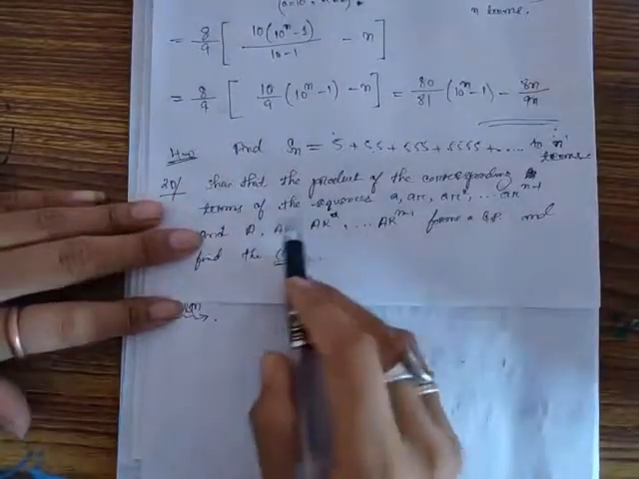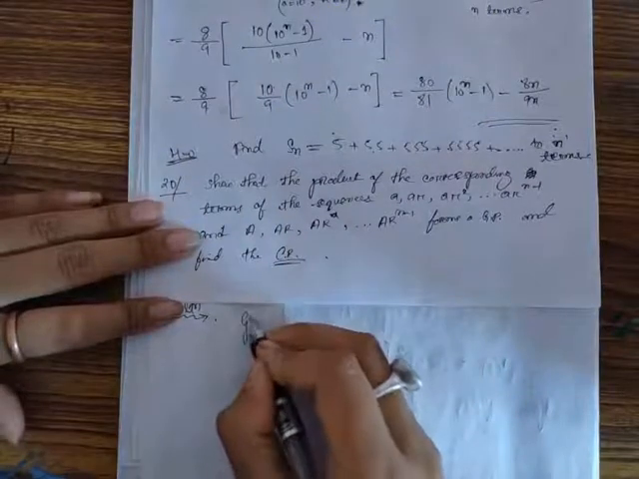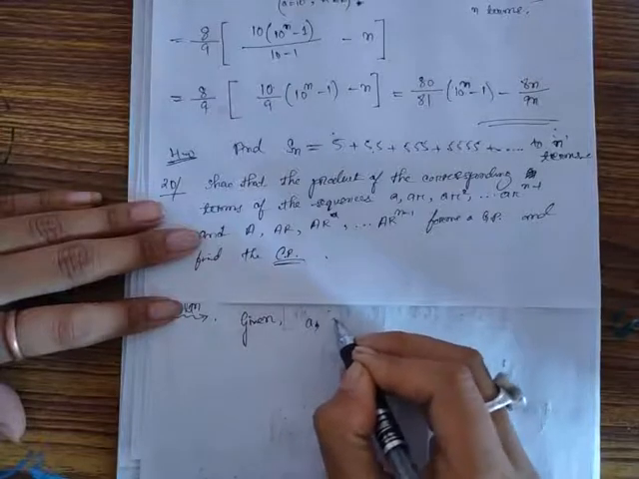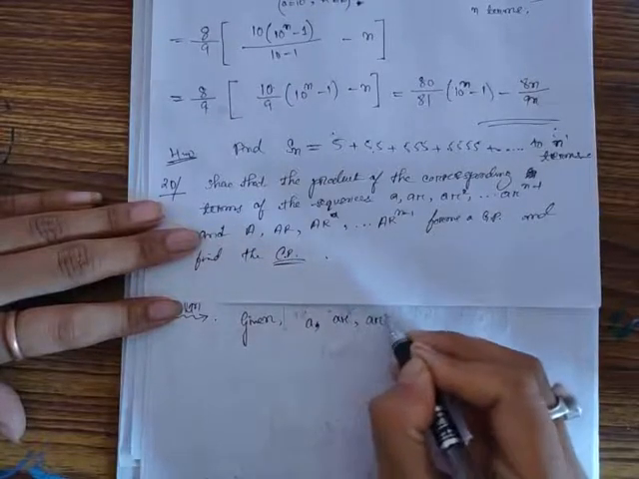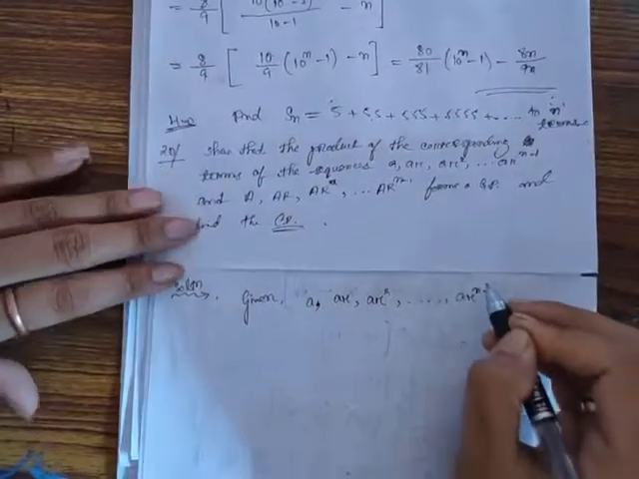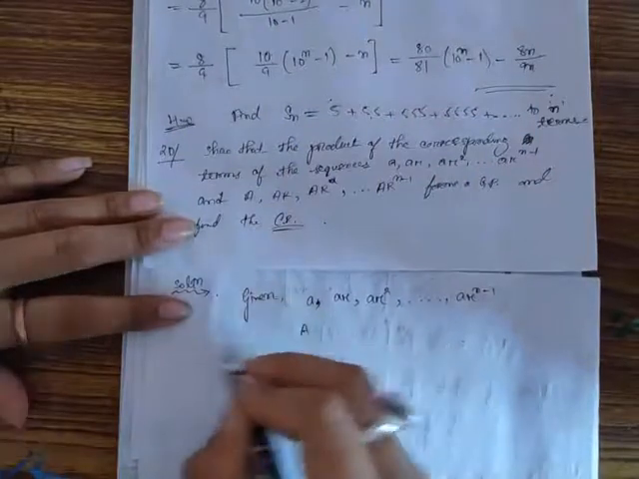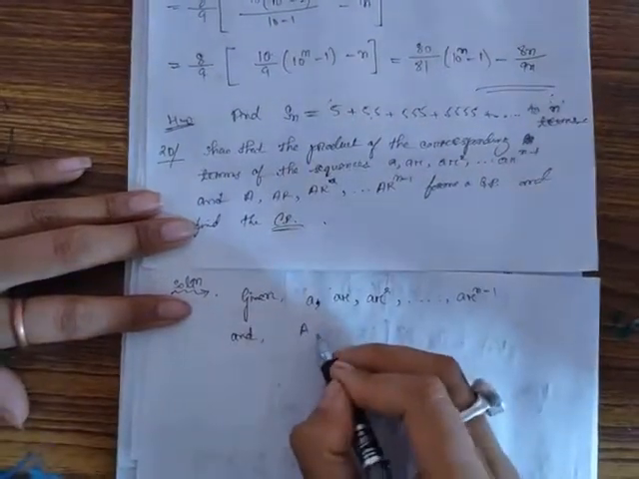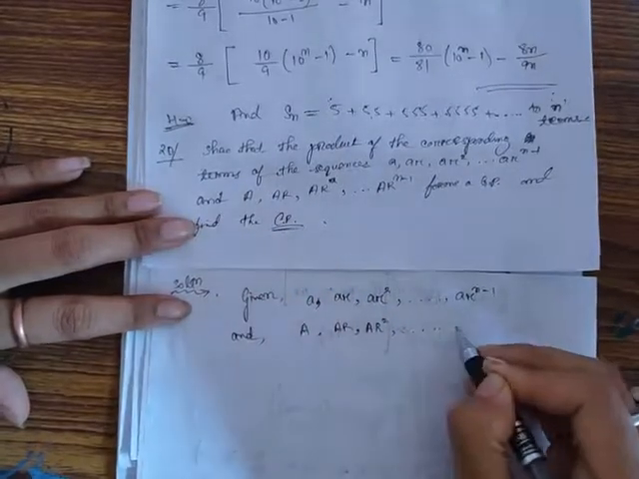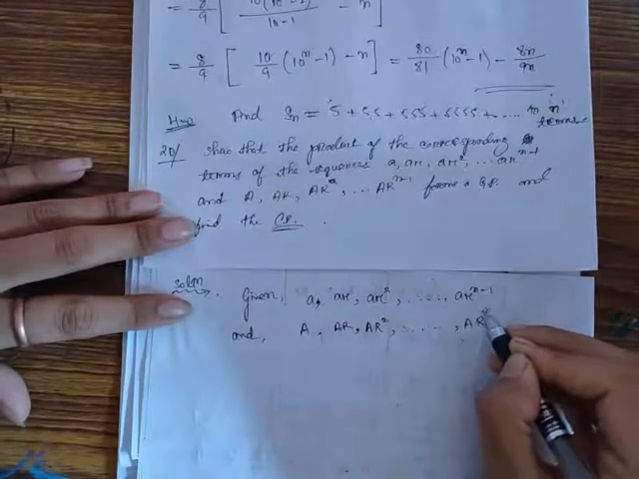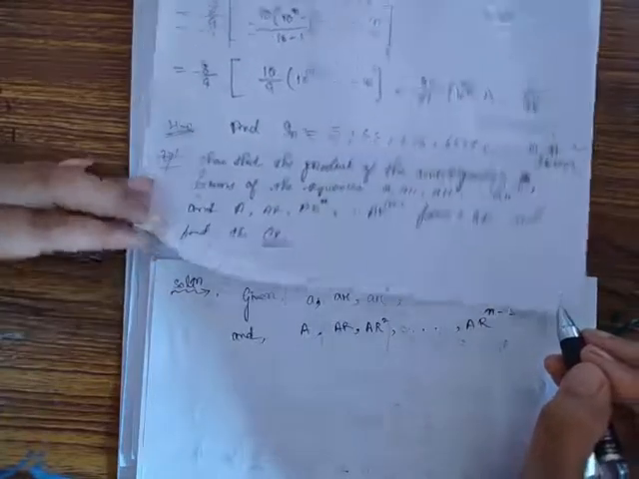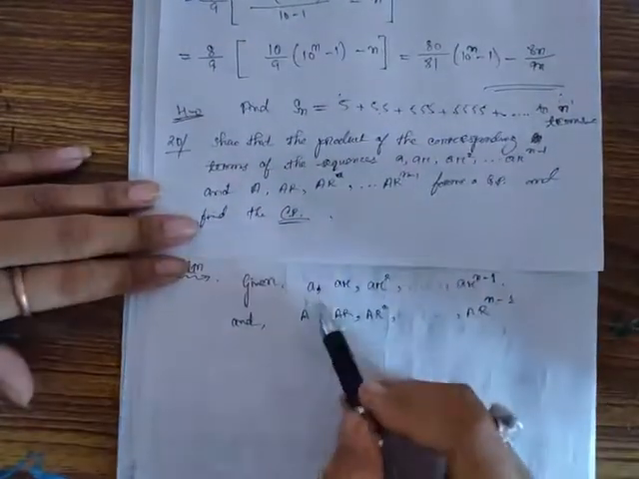Okay, now we come to question number 20: show that the product of the corresponding terms of the two sequences given here forms a GP. First sequence: a, ar, ar square and so on, to ar to the power n minus 1. And the second sequence: A, AR, AR square and so on, to AR to the power n minus 1. That means you have to show that the product of these forms a GP.